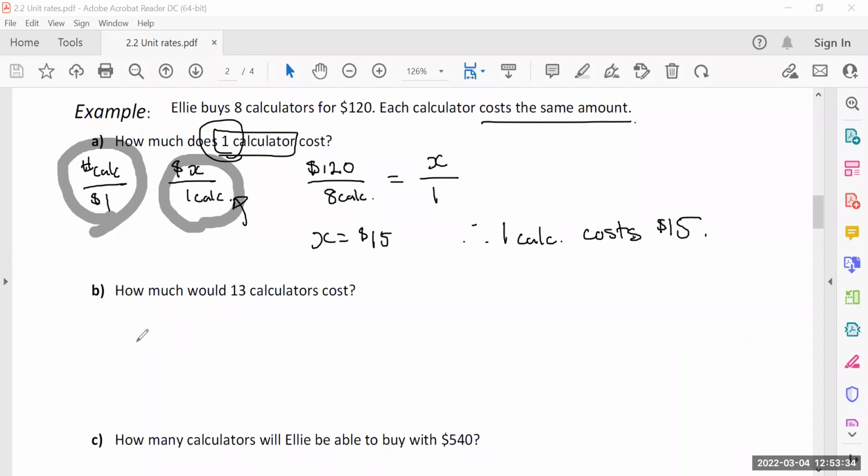Very quickly, if I know that my unit rate is $15 per one calculator, well, how much money would it cost for 13 calculators? So I'm doing a little bit of a reverse. If I already have the unit rate, what would this be?